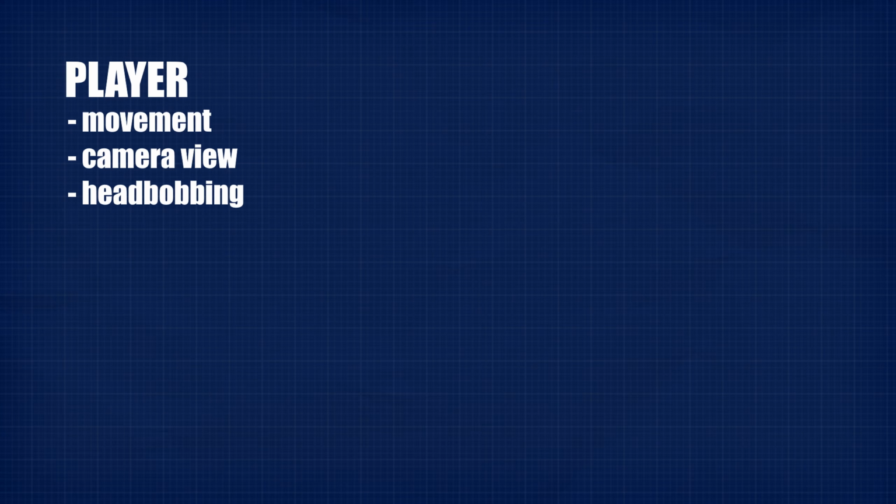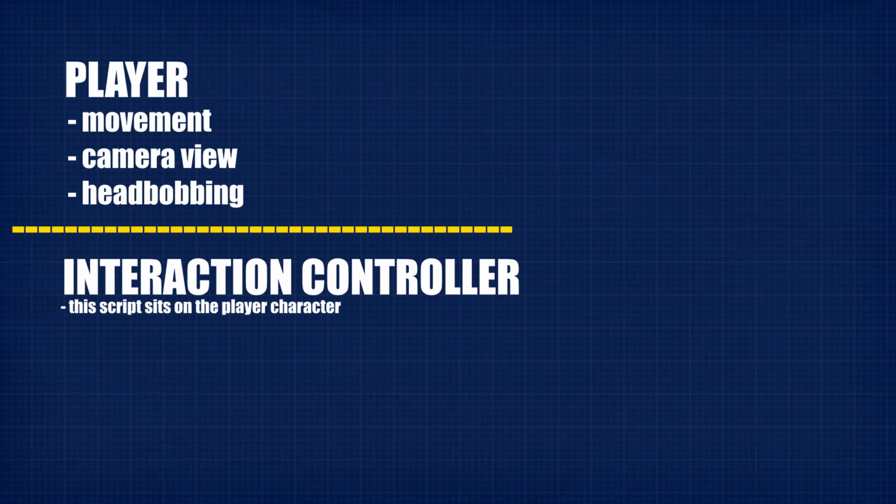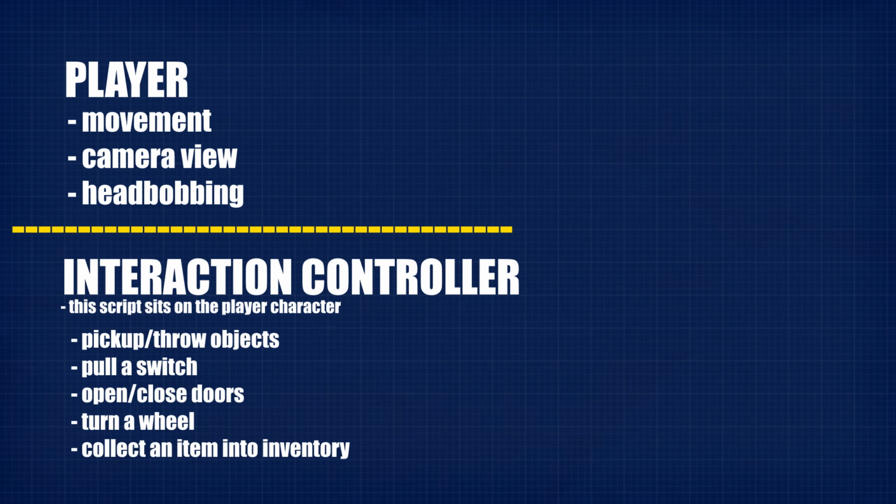Now, I want to separate the player's ability to interact with the environment into a node that I'm going to call the interaction controller. The interaction controller does just as it sounds. It handles any interaction that the player may have with the world environment. So if the player wants to pick up an object, throw the object, pull a switch, open the door, turn a wheel, or pick up an item and put it into their inventory, the interaction controller is going to handle all of those.